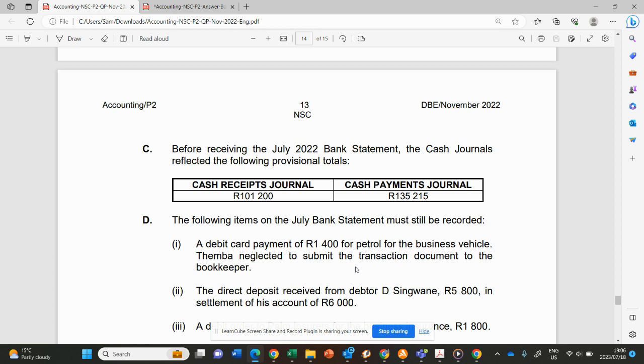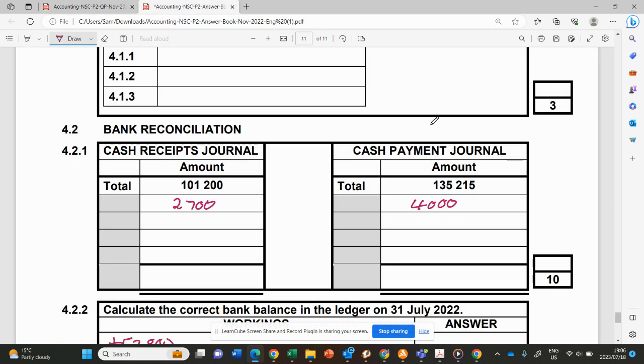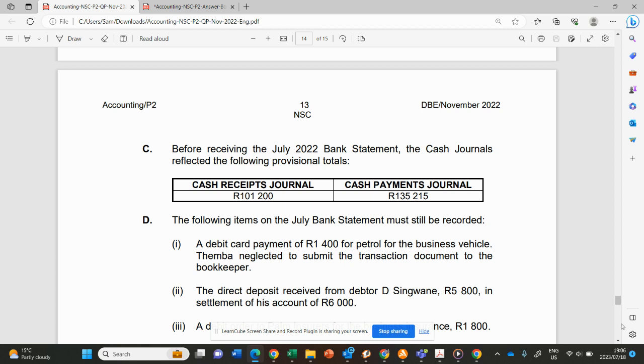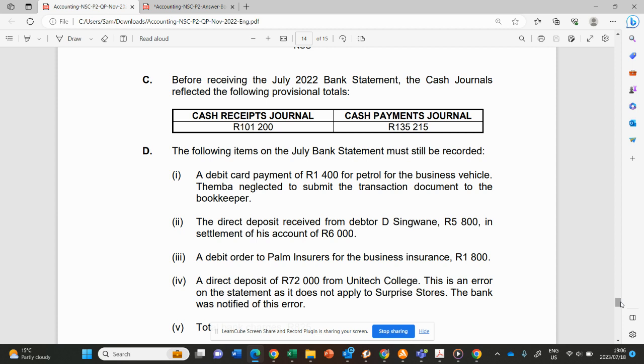Information C, they are talking about the provisional totals. We are given the provisional totals, which are the things that we need to start recording with when updating the CRJ and the CPJ, which are this one and this one. There is no mark allocation for that. That's why it's given. You're gonna move to information D.